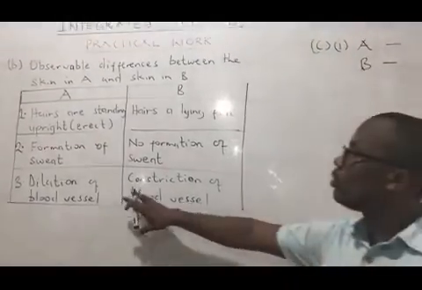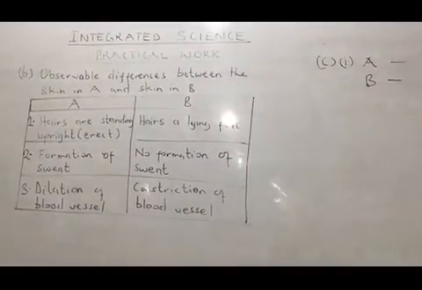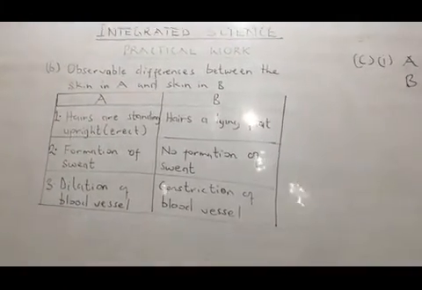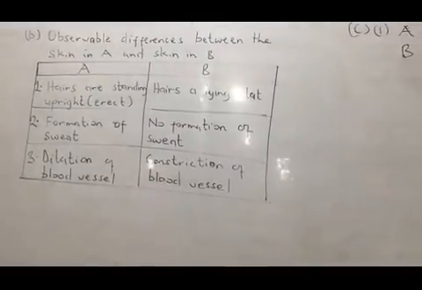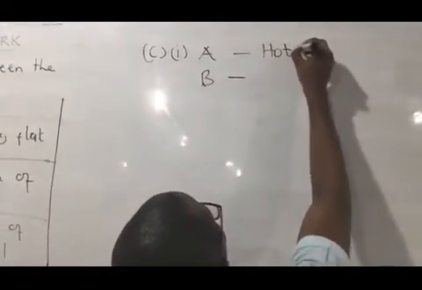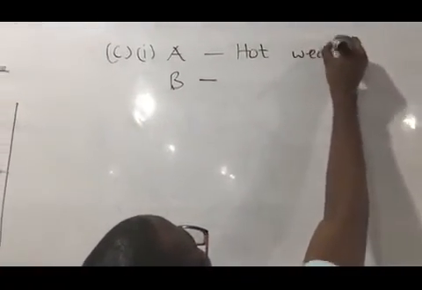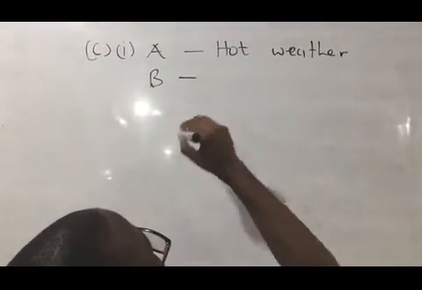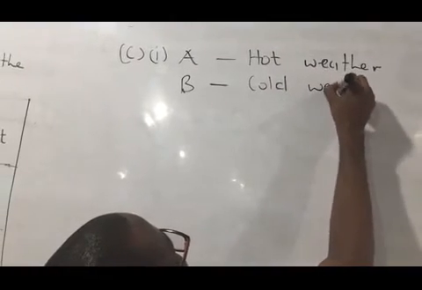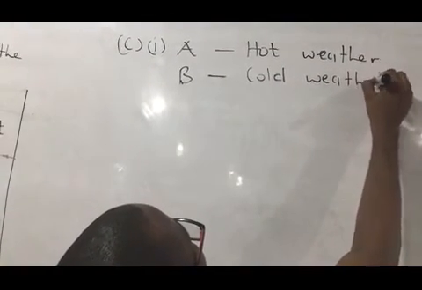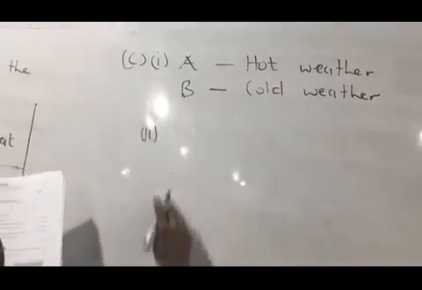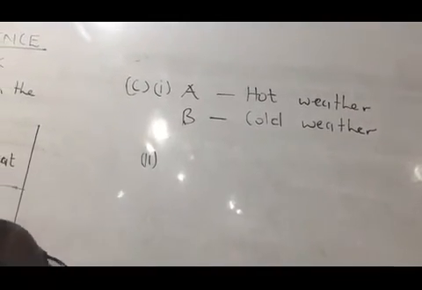So these two, the fact that there's formation of sweat and there's dilation of the blood vessel in A, indicates that the condition there is hot weather. And then the opposite holds for B, that is cold weather. So this is hot weather, and then you have the cold weather. And then the I says you should give one reason for the answer in I.